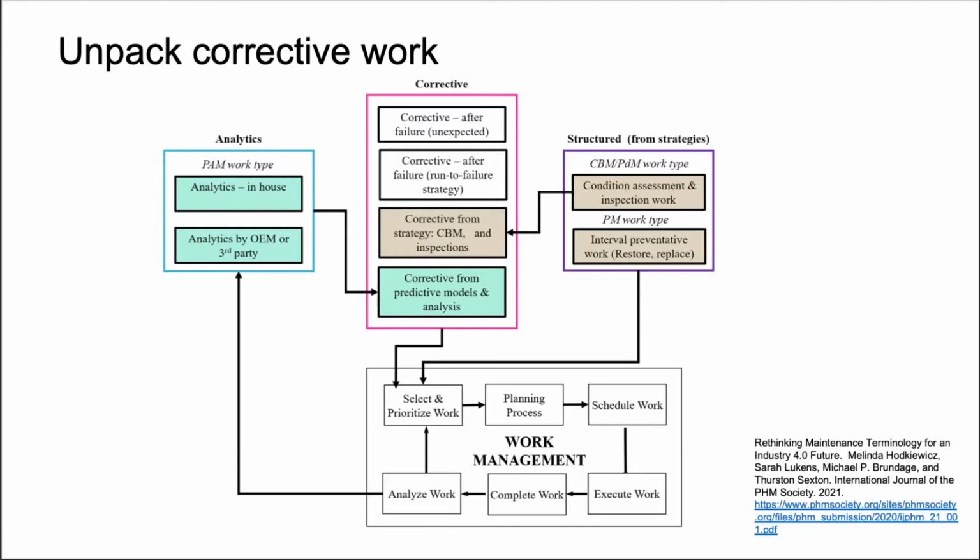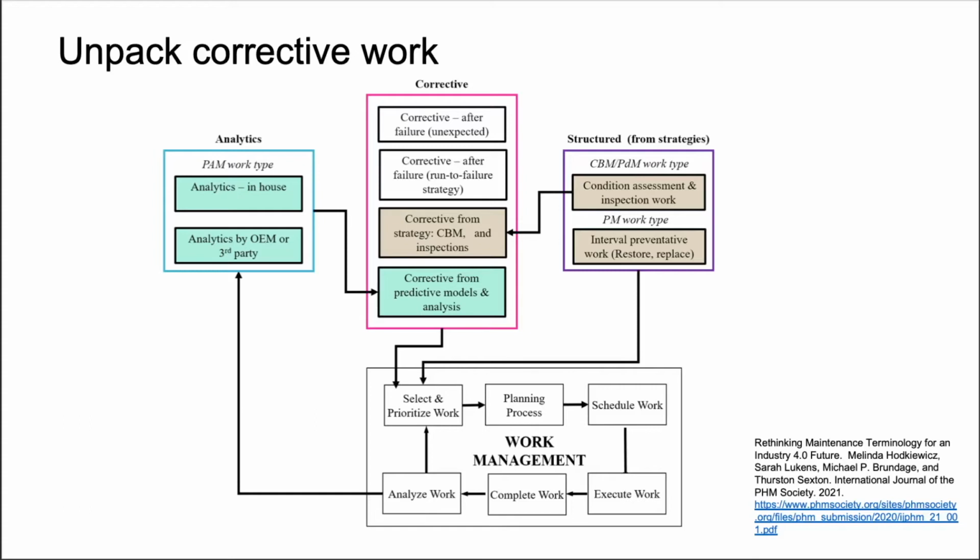For those interested in the paper from which this diagram is taken, there is a copy of the paper freely available. Along the top of this figure, you see three types of work feeding into the select and prioritize stage of the work management process. On the right is structured work associated with condition-based maintenance and PdM work, and with preventative work, as per SMRP definitions. On the left in green, you see a new work type which we have called PAM, standing for work resulting from predictive analytics.